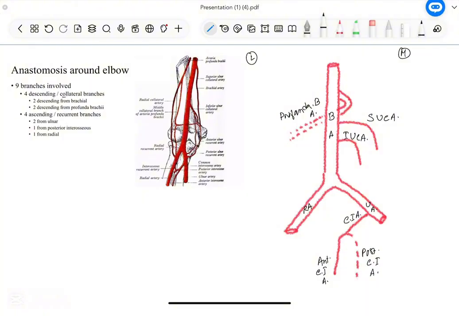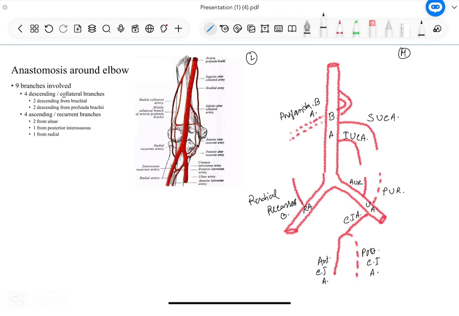Then from the ulnar artery there are also some branches, one is called the anterior ulnar recurrent branch, another one is called the posterior ulnar recurrent branch. These two we have to remember, one is the anterior ulnar recurrent and one is the posterior ulnar recurrent branch. Similarly, from the radial side also there is one branch coming, that is called the radial recurrent branch. What is this? The radial recurrent branch is coming from the radial artery.